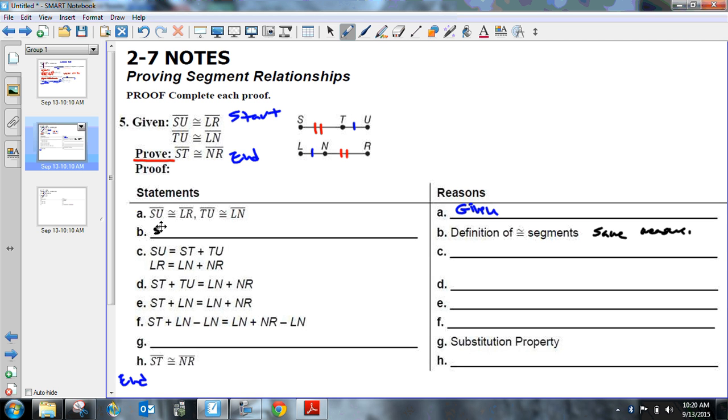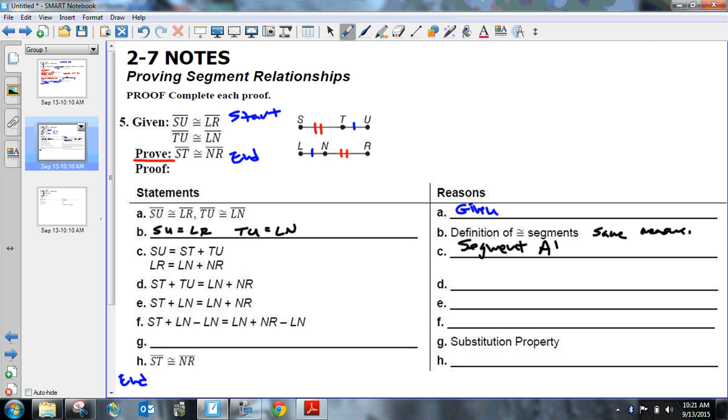So I can say that SU is equal to LR, and then I can say that TU is equal to LN. I can make those claims that those things are equal, and I can set up these equations. Then it says that SU is equal to ST plus TU. So if I take these two little segments and add them together and get the big one, it's the same thing happening here: LR, the whole segment, is equivalent to the little segment LN plus the big segment NR.